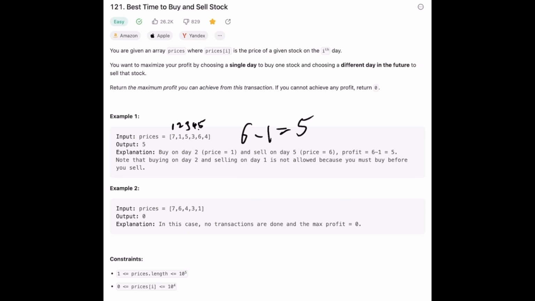We're also told that if we cannot make a profit, we should return 0. So looking at example 2, you can see that this is always decreasing. So we can't buy on a day and sell on a different day in the future because we'll make a loss. So therefore, the maximum profit we get here is 0. So let's look at how we're going to solve this algorithmically.